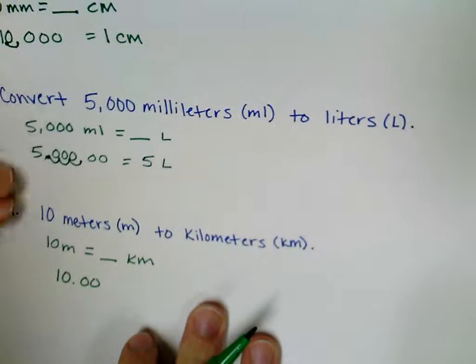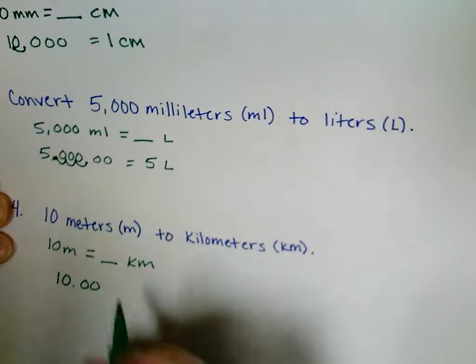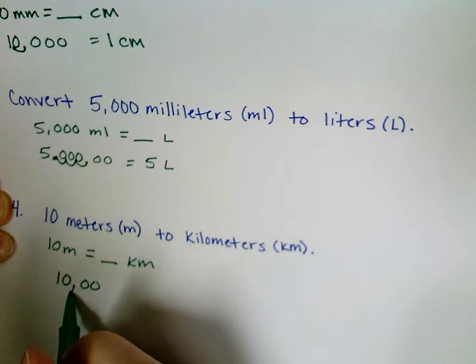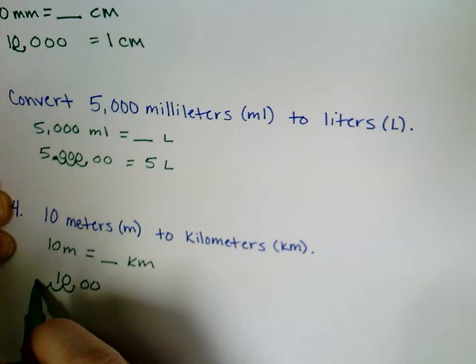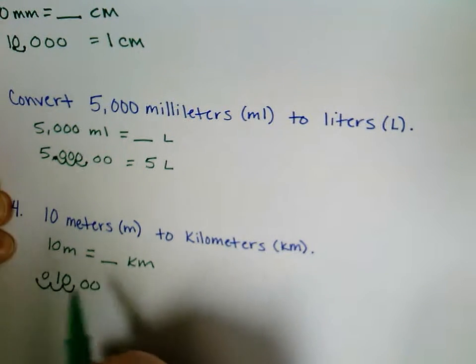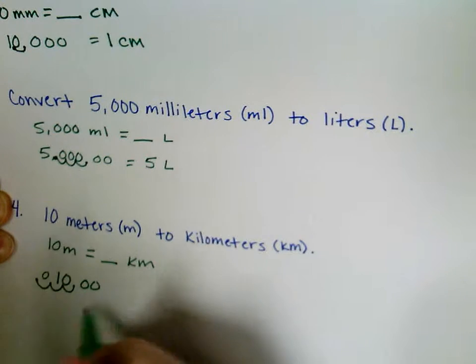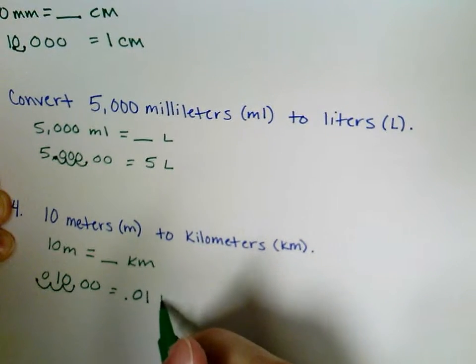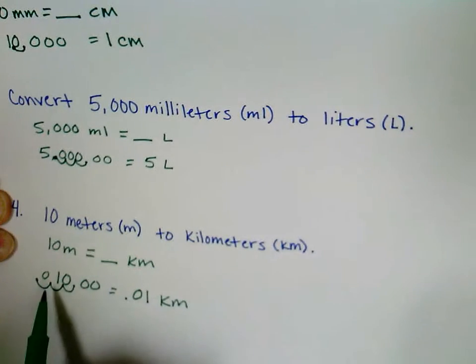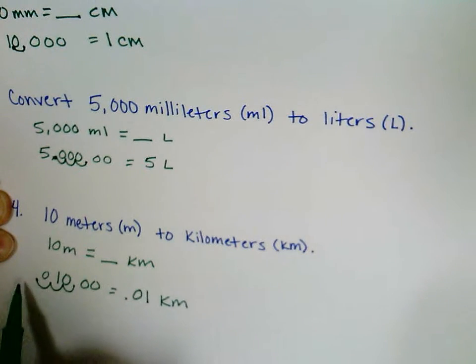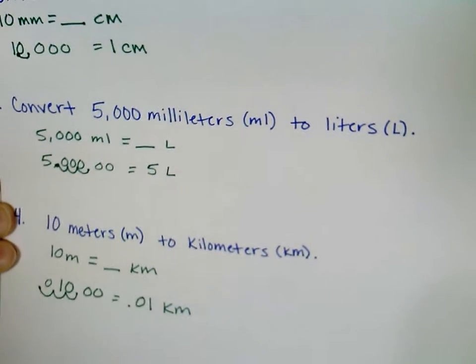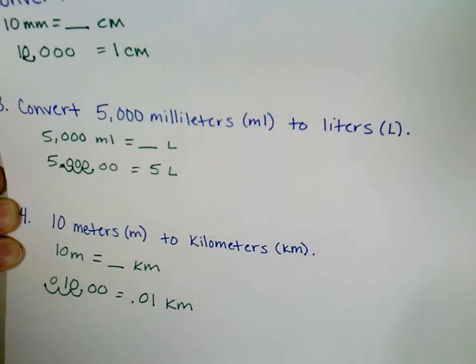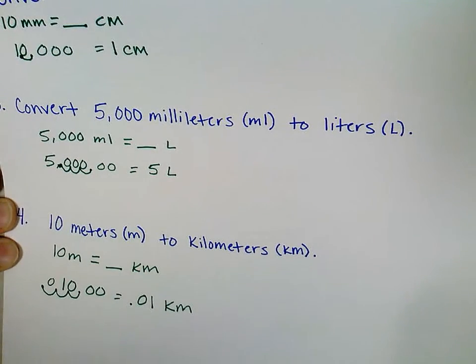So down here, I'm going to move my decimal point 1, 2, 3 to the left. So this time, it'll actually be 0.01 kilometers. So you can move that decimal point out further than where it was. So hopefully that helps clear things up a little bit about how to do this. So if you need any help, just let me know.